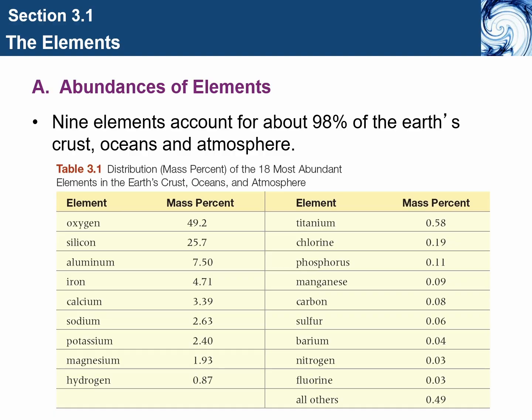The abundance of elements in Earth. Believe it or not, the elements are not distributed evenly in our crust, oceans, and atmosphere. Nine elements account for about 98% of the total mass represented in the table we have here. Oxygen, the most abundant, is at about 49%, followed by silicon, about 25%. Aluminum, iron, calcium, sodium, potassium, magnesium, and hydrogen make up the rest.